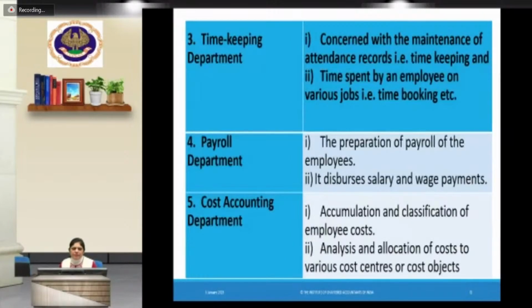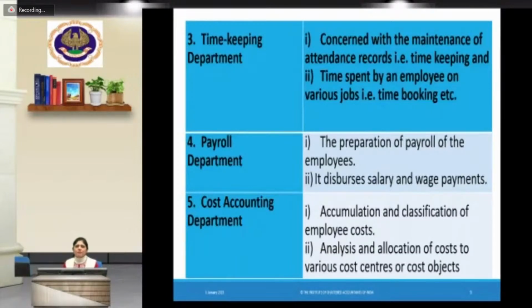Timekeeping department, payroll department, and cost accounting department. Timekeeping department, as the name suggests, is concerned with maintenance of attendance records. The timekeeping department again has two variants: time booking and timekeeping.